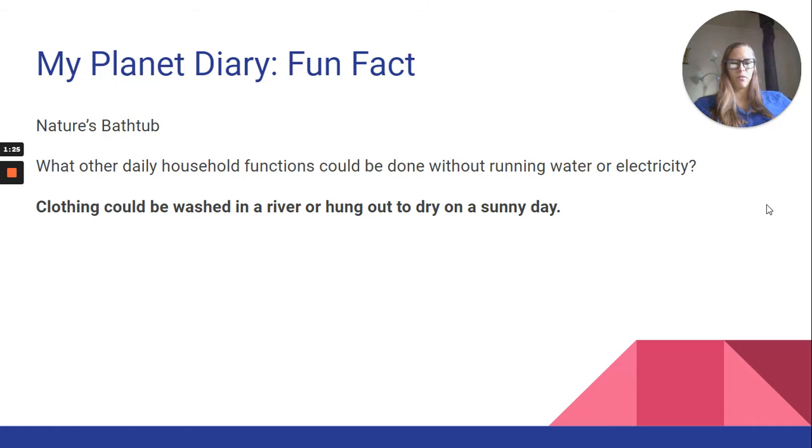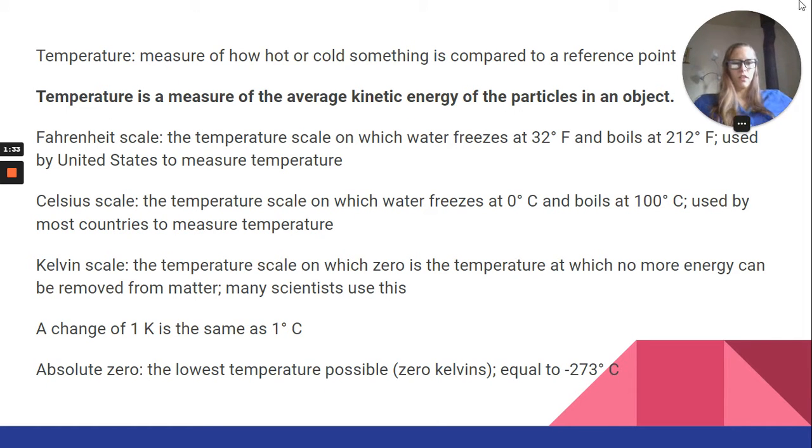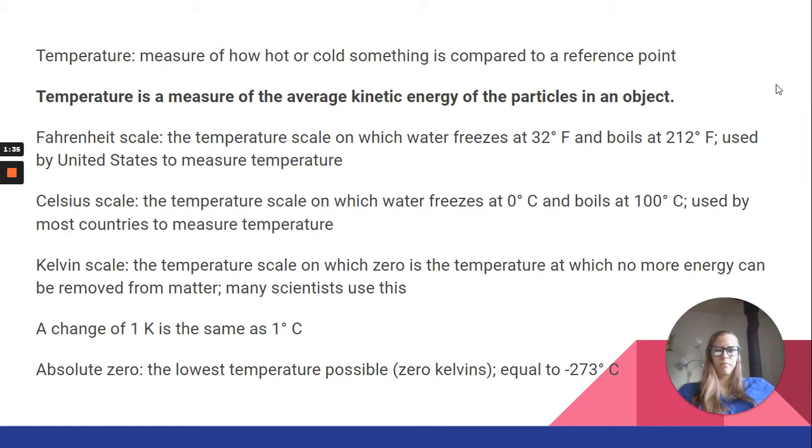Right? There we go. So what are our two key questions? What determines the temperature of an object, and what is thermal energy? So we're going to move the bubble down to the bottom. Temperature is a measure of how hot or cold something is compared to a reference point. So temperature is a measure of the average kinetic energy of the particles in an object.